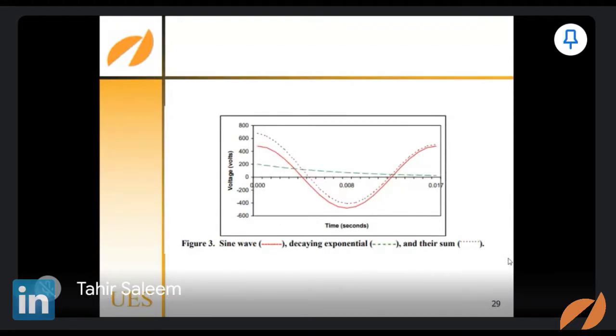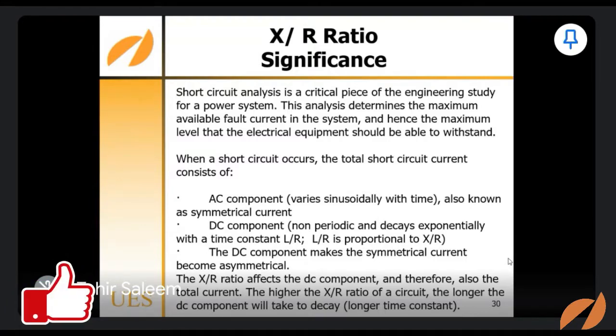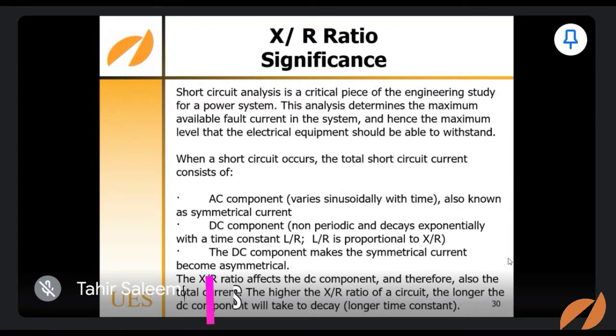So this is the decaying component, the same in that case, the sine wave and how they behave, the X by R ratio significance. Short circuit analysis is a critical piece of the engineering study for a power system. This analysis determines the maximum available fault current in the system, hence the maximum level that the electrical equipment should be able to withstand.